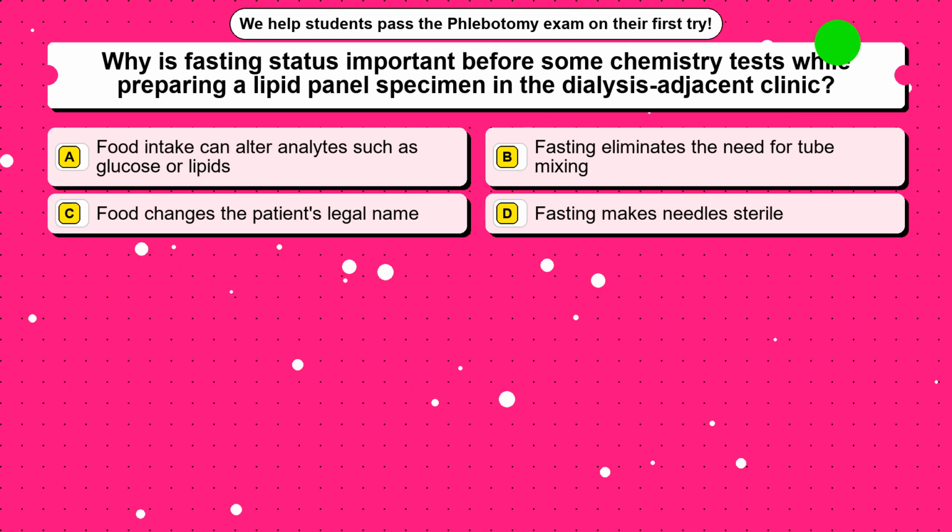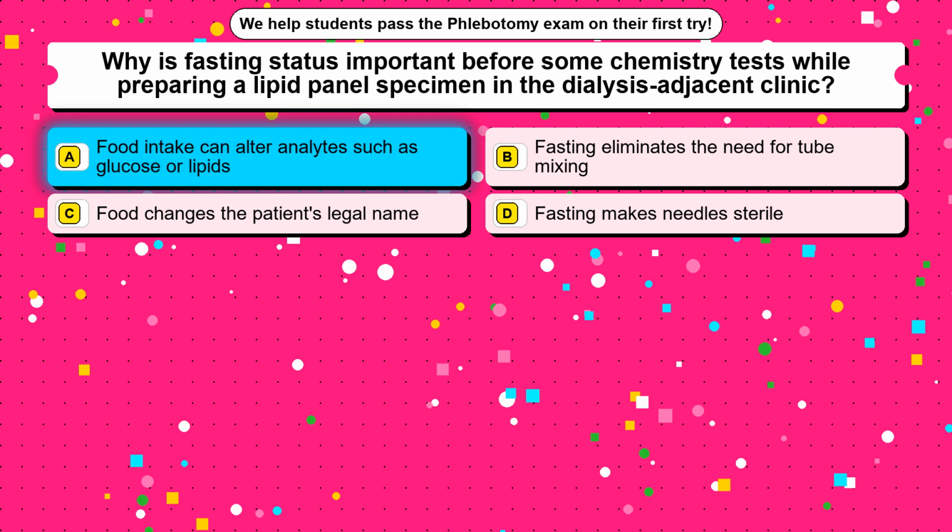Question 57. Why is fasting status important before some chemistry tests while preparing a lipid panel specimen in the dialysis-adjacent clinic? Option A, food intake can alter analytes such as glucose or lipids. Option B, fasting eliminates the need for tube mixing. Option C, food changes the patient's legal name. Option D, fasting makes needles sterile.